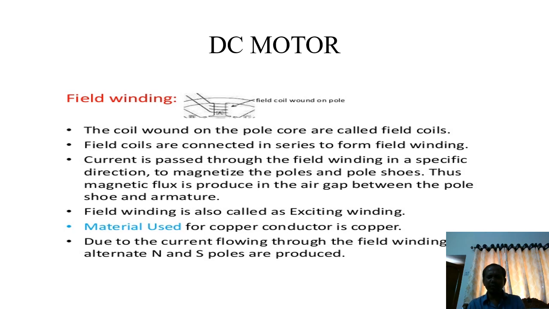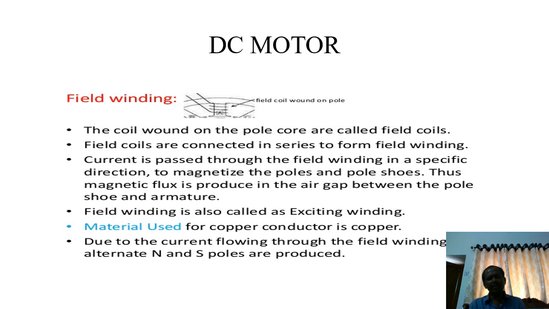Current is passed through the field winding in a specific direction to magnetize the poles and pole shoes. Thus, magnetic flux is produced in the air gap between the pole shoe and the armature. We are already observing this condition. You can see that this is a field winding, and there are pole shoes. When these produce the fluxes, they are passed through the air gap to the armature. This type of field winding is also called an exciting winding.